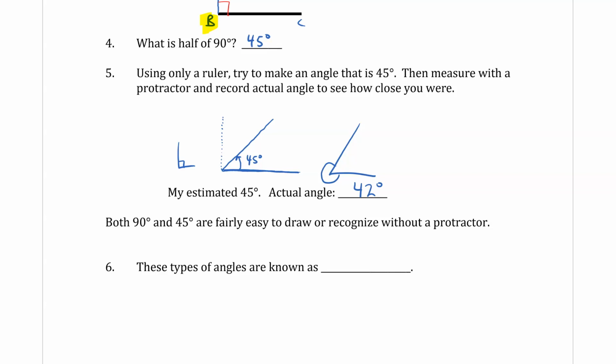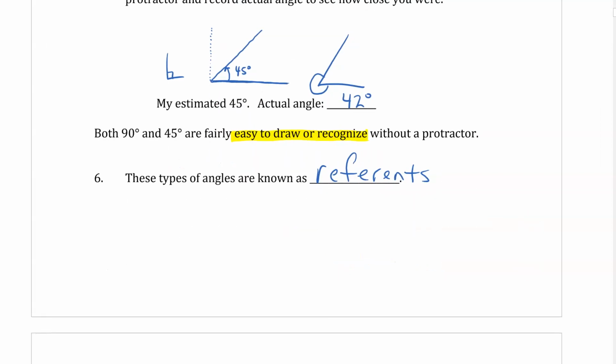These types of angles, by these types I mean angles that are easy to draw or to recognize, are called referents. R-E-F-E-R-E-N-T-S. Not C-E, not reference, but referent with a T. It's kind of hard to say.